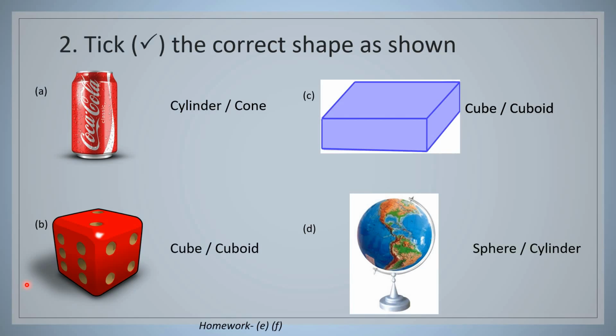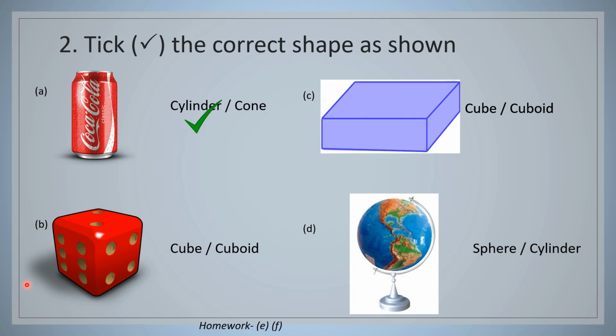Now the next question asks us, take the correct shape as shown. There are a few shapes shown here in the picture. You have to select from the two options which is the correct shape given. The first one is a Coca-Cola tin. You can see the tin is cylindrical in shape. So the first answer is cylinder, because it is cylindrical in shape.